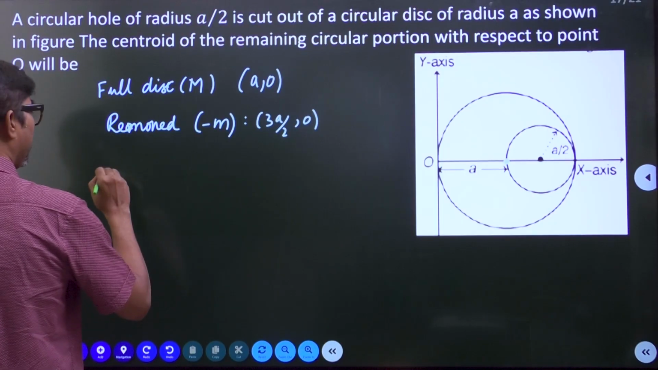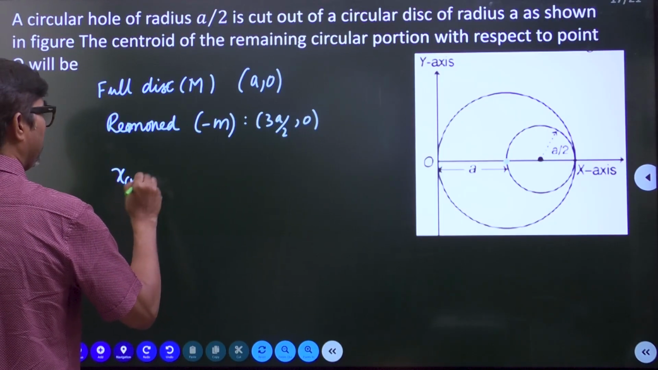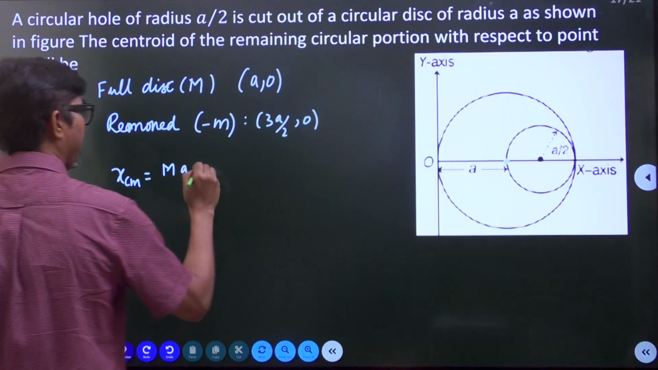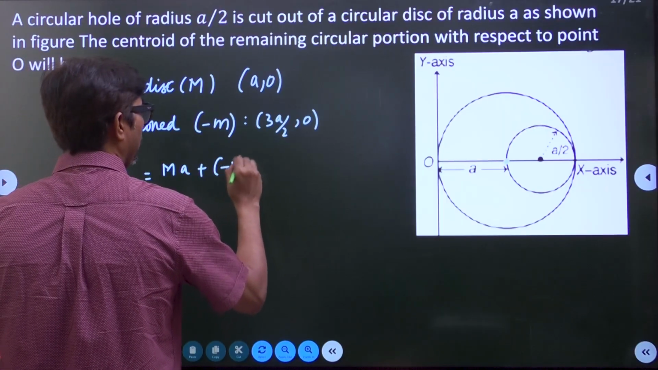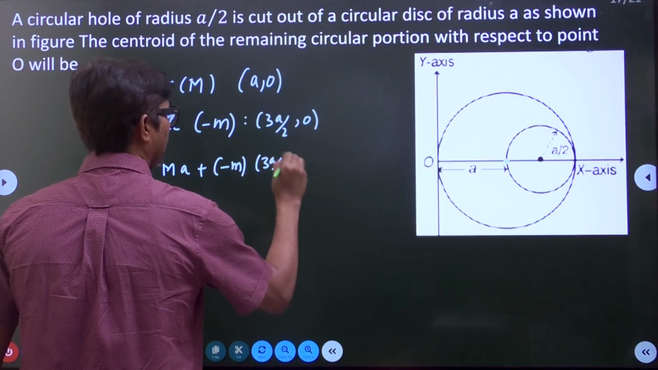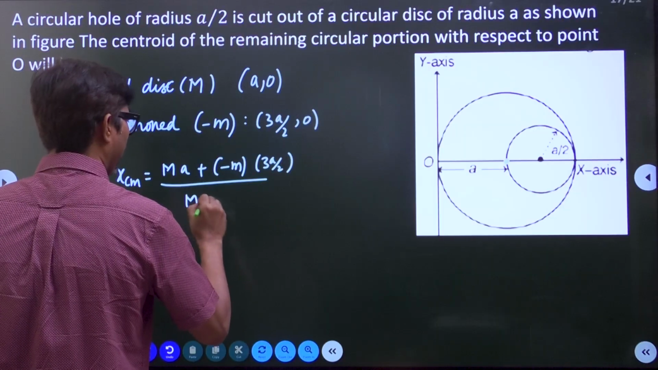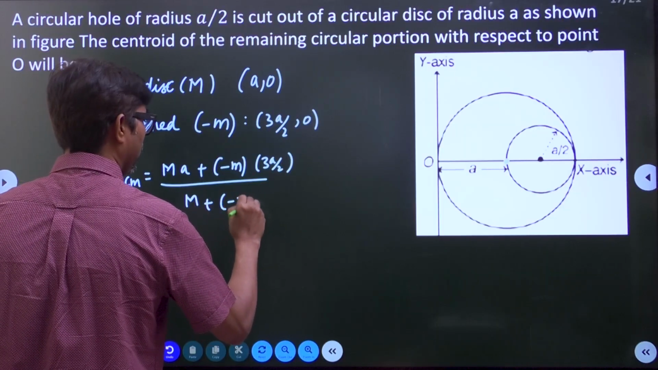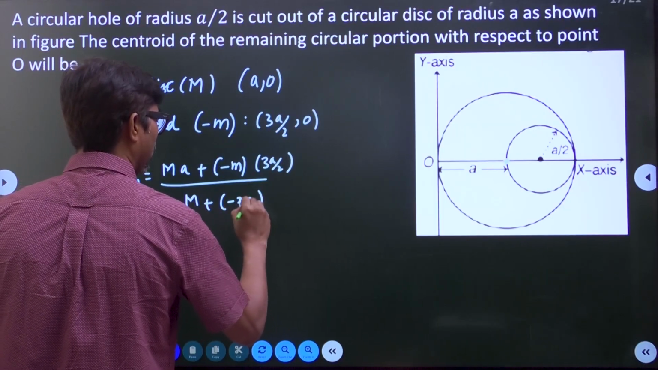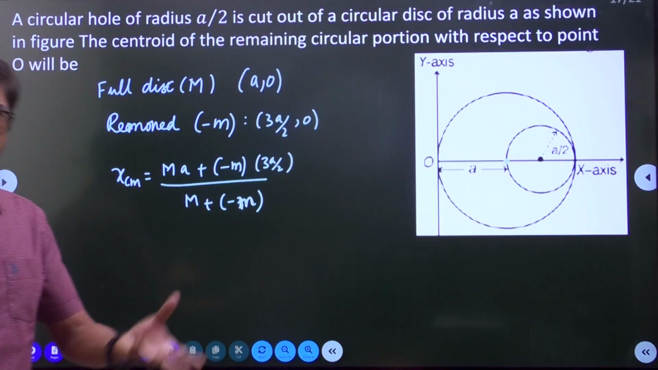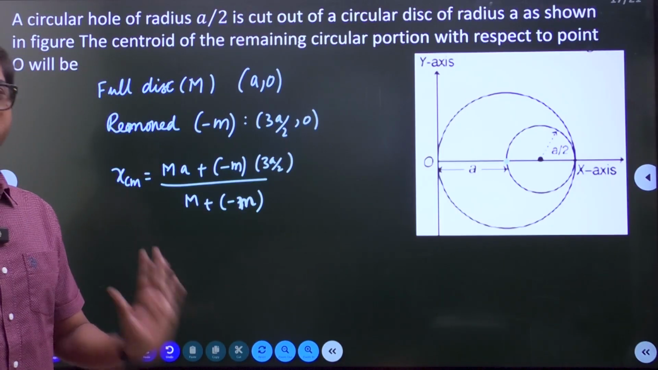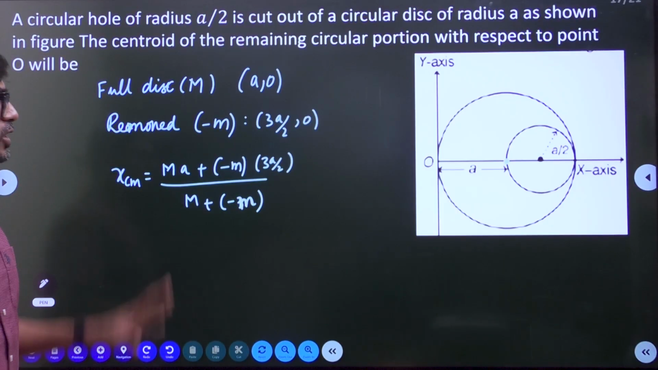Now they're asking you to find xcm. xcm will be equal to capital M into a plus minus small m into 3a by 2, divided by capital M plus minus small m. So this is called, in some books, the negative mass concept, whatever it is. In reality, remember, there is nothing like negative mass, but it works very well.